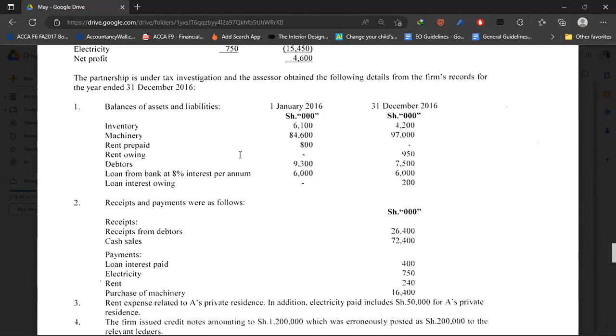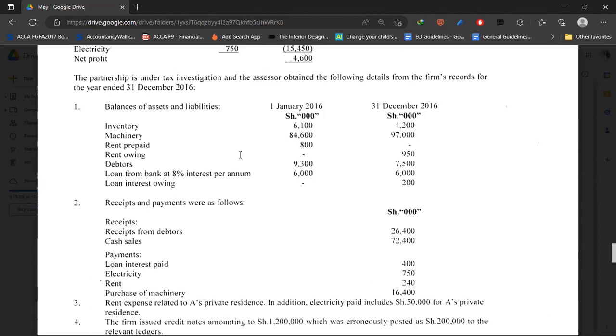Loan from bank at 8% interest per annum, 6,000 on 1st of January and 6,000 on 31st December. Loan interest owing, nil on 1st of January, 200 on 31st of December 2016. 2. Receipts and payments are as follows. We have them in thousands of shillings.